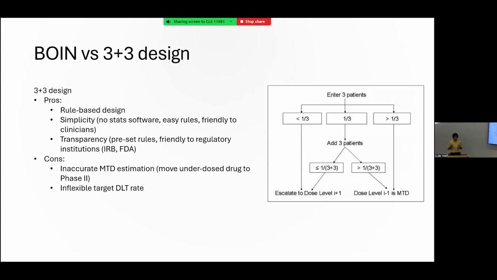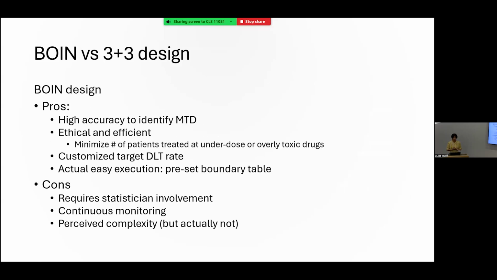But still, there are some disadvantages of this design. First is inaccurate MTD estimation. It usually will identify an MTD that's lower than the true MTD. So that means we will move an underdosed drug to phase 2. The patient won't get enough treatment. And second, we can see here, we cannot preset our DLT rate. It's what's there is there. So it's not flexible.